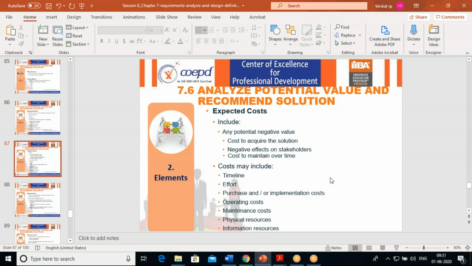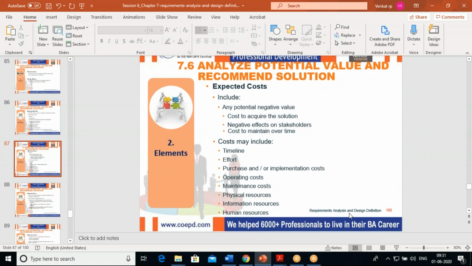Here we will be calculating the cost. The cost to acquire the solution, negative effects on the stakeholders, the cost to maintain over time, all this we will be considering. And the cost may include timeline, effort, purchase or implementation costs, operational cost, maintenance cost, physical resources, information costs, human resources, all this will be considered in the expected costs, right?